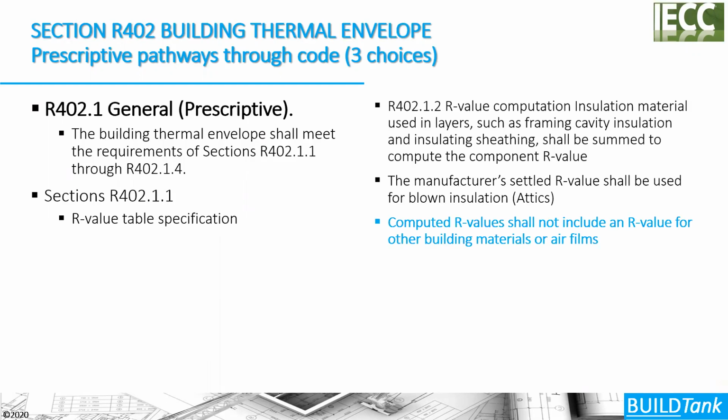And that the R value table needs to be used in that section, and that the computed R values shall not include the R value of other building materials. So in essence, what it's saying is that the R values that are listed in the R value table of the prescriptive code are the R values that need to be installed in the cavity that you're insulating. So in the wall cavity, the floor cavity, the attic, the rim joist, all those locations that are given an R value is talking about the specific R value of the material that's being installed.